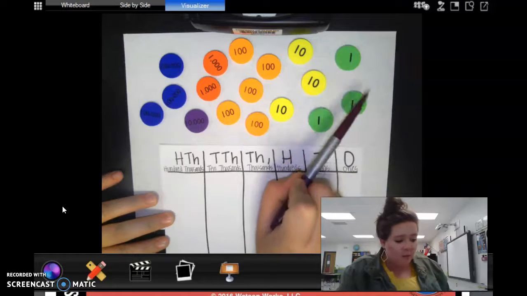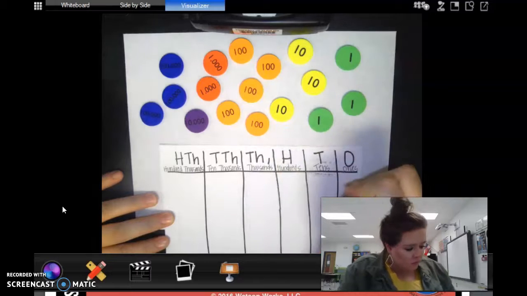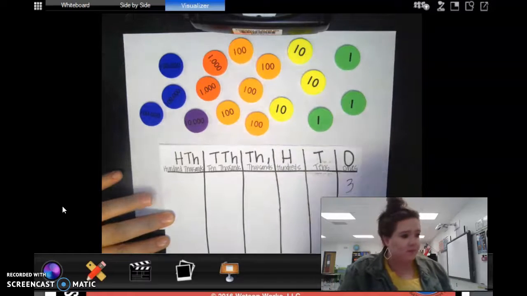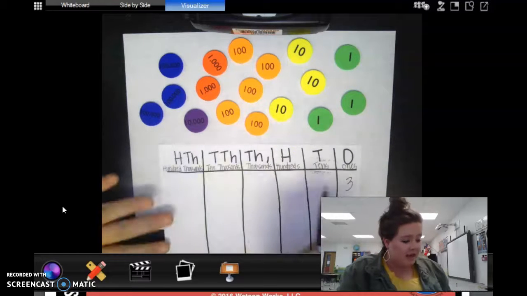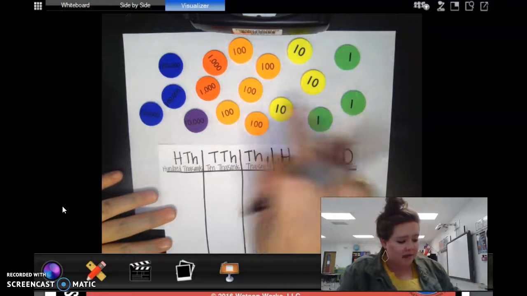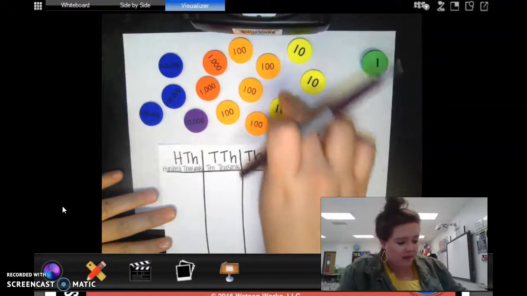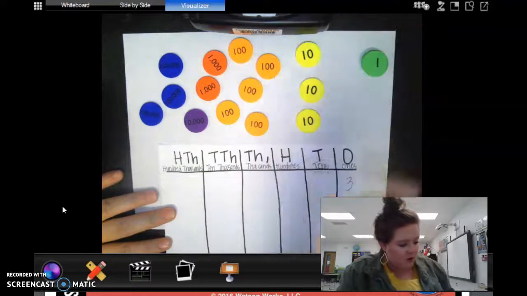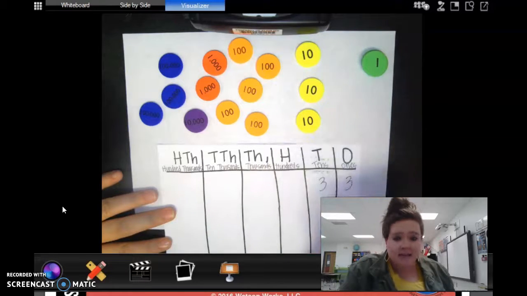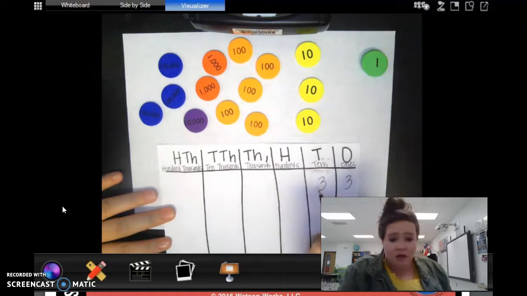So how many ones do we have? We have 3 ones. How many tens do we have? And if you have these, I'm just going to stack them so I know that I'm done with them. How many tens do we have? We have 3 tens.